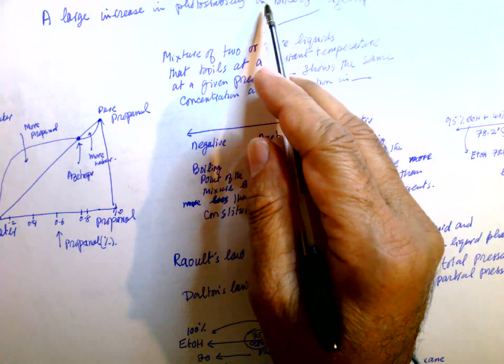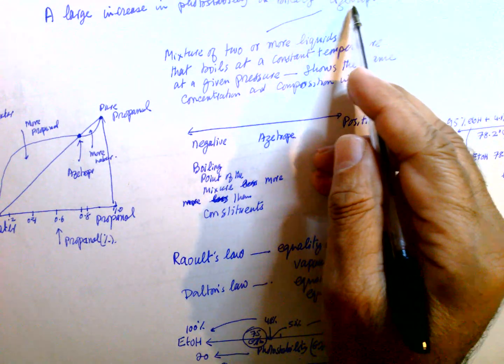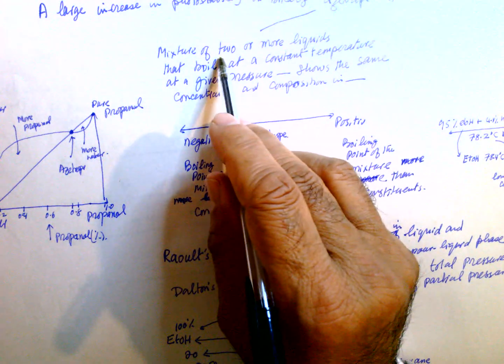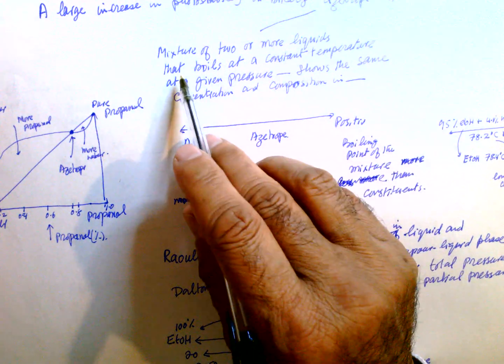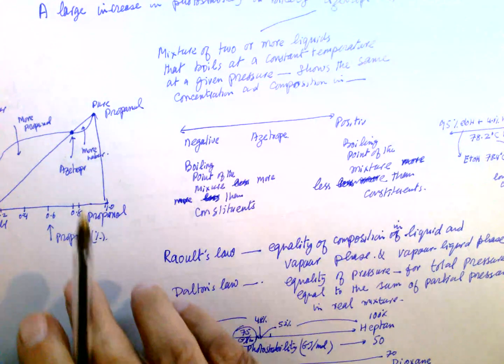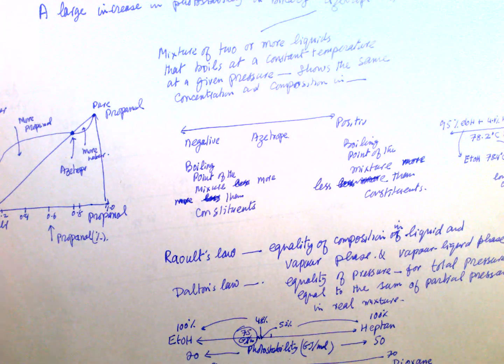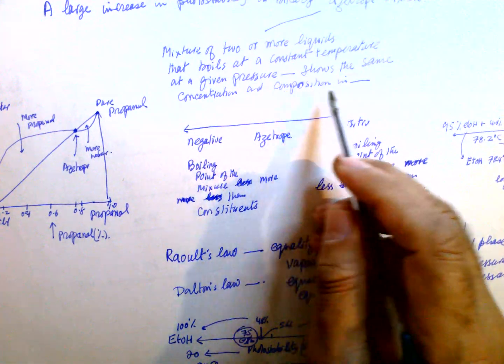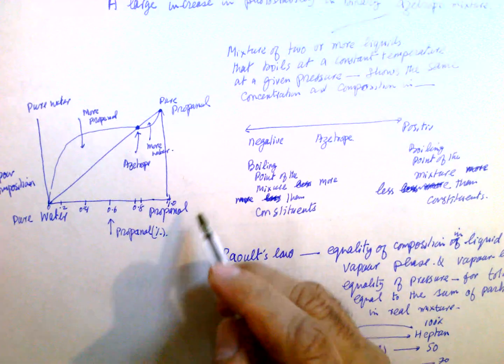Large increase in photostability by binary azeotrope mixture. An azeotrope mixture is a mixture of two or more liquids that boils at a constant temperature at a given pressure and shows the same concentration and composition in liquid and vapor.